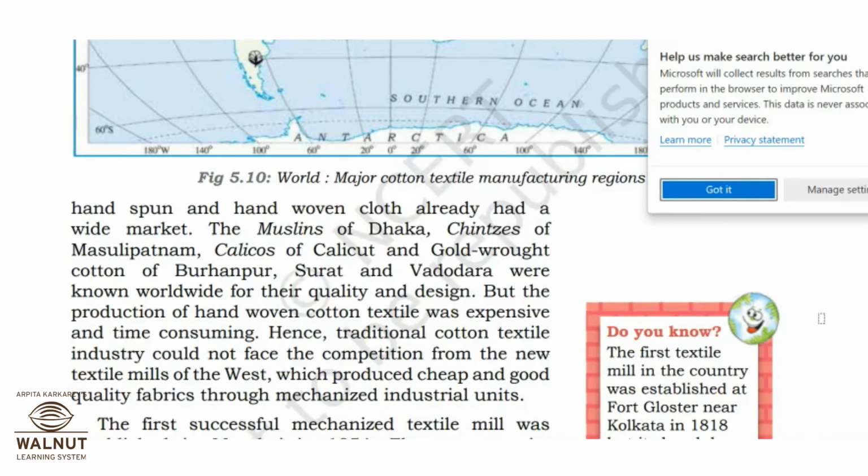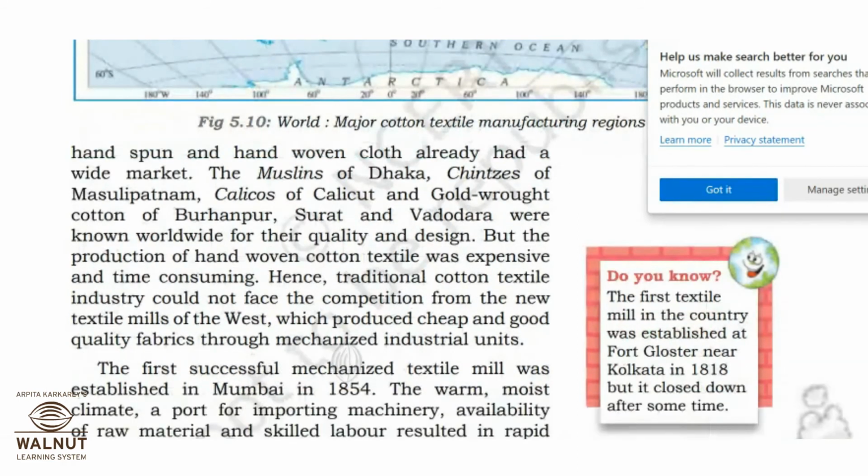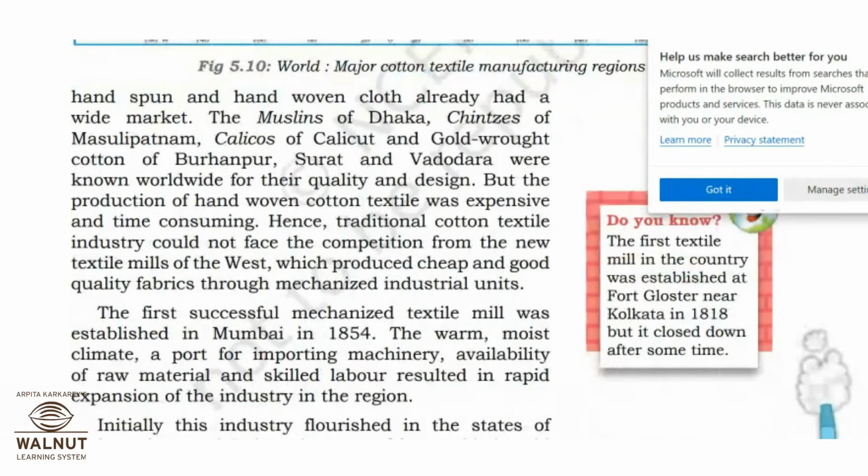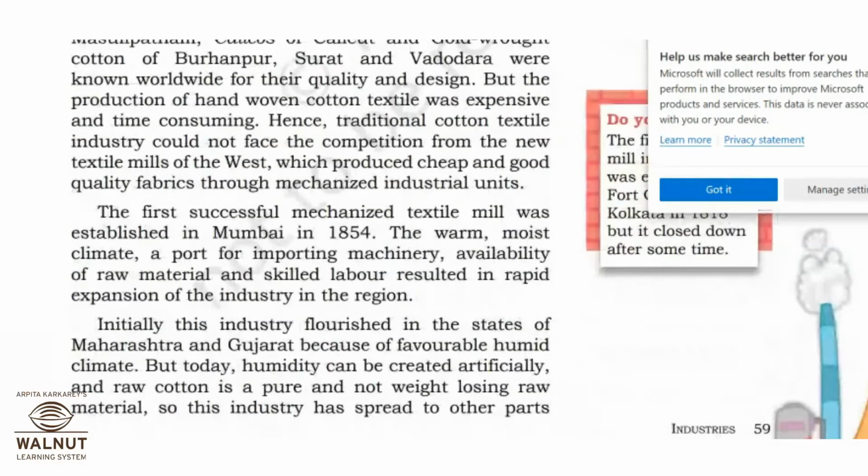So, as the industrial revolution spread throughout the world, this kind of industry, that is handmade cloth, started receiving a setback. People preferred buying machine made cloth because it was cheaper. Are you understanding? Yes? All right. Now, can you read further?